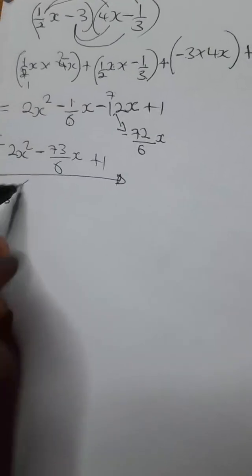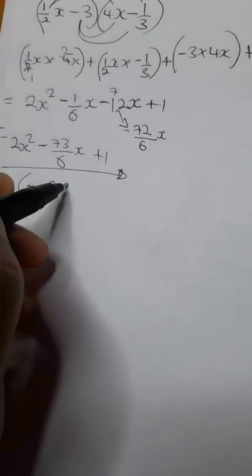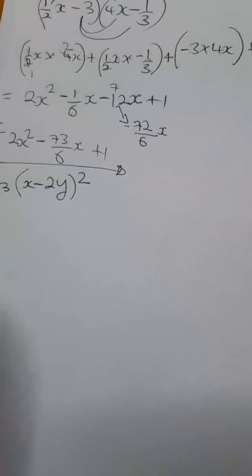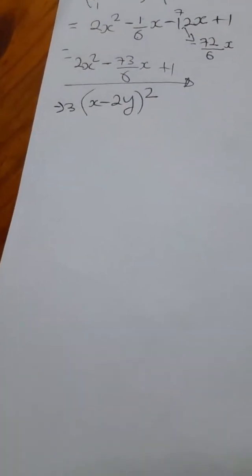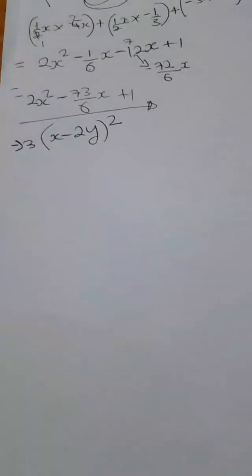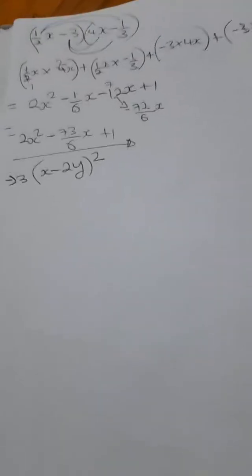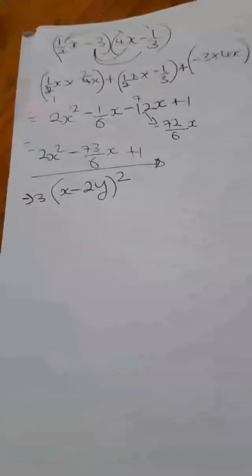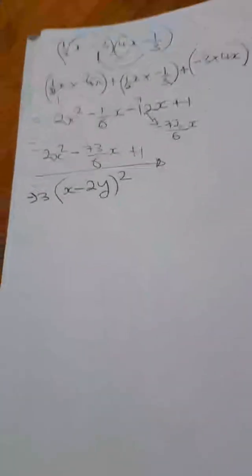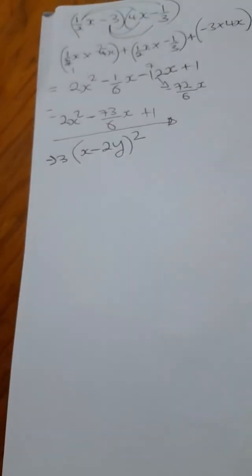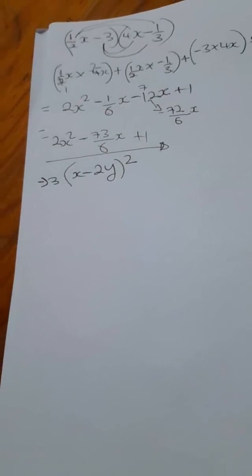Now we have 3 bracket x minus 2y squared. How do we solve that one?